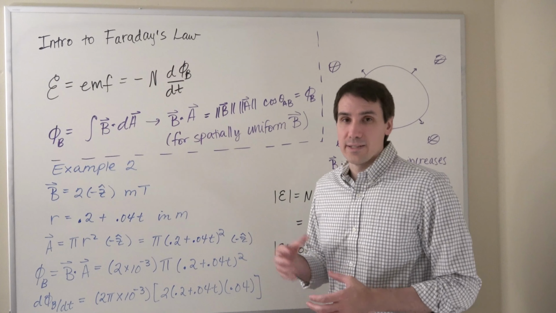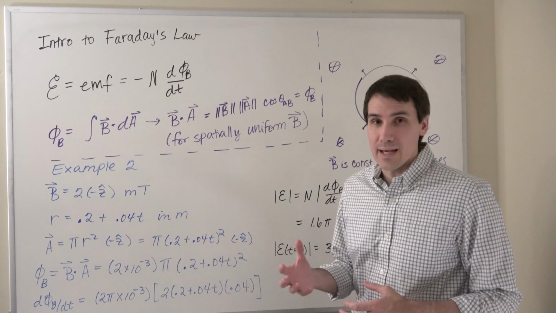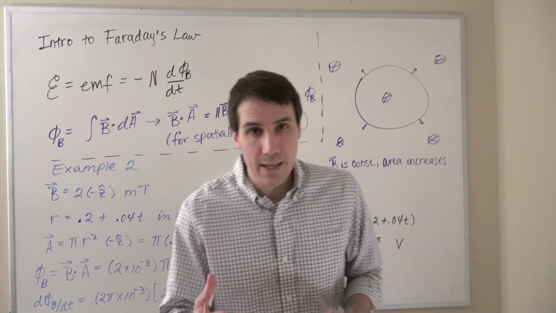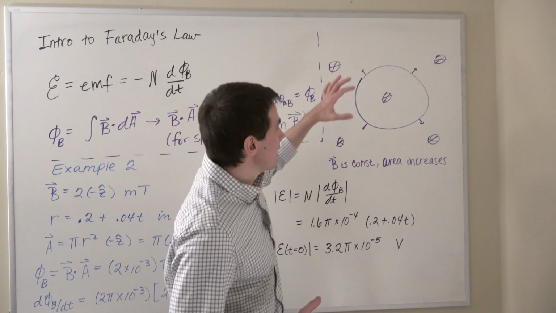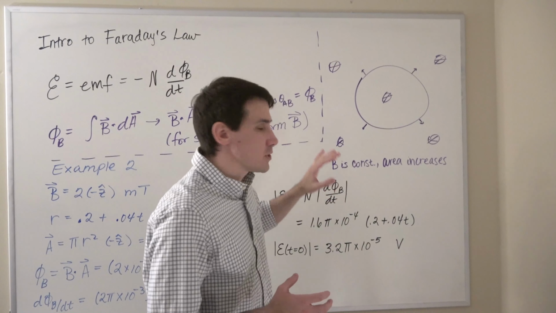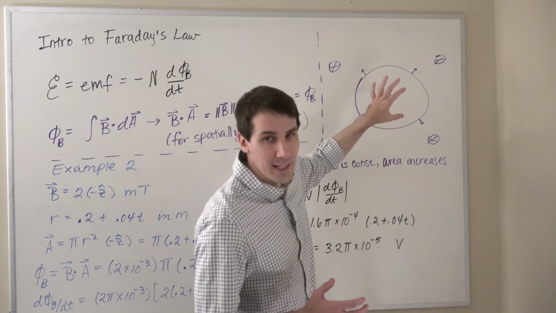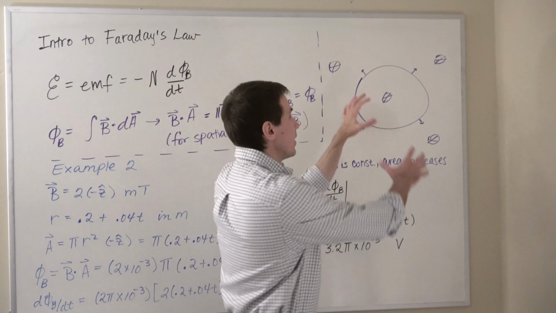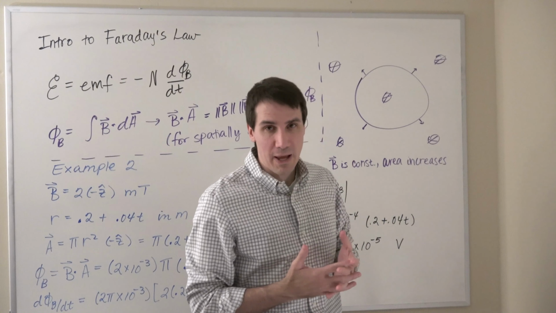Now let's look at another example of calculating the EMF for a given situation. The example that we're going to look at now is a loop in a magnetic field. The magnetic field is once again uniform and pointing into the board. But this time, we're going to allow our loop to actually expand.